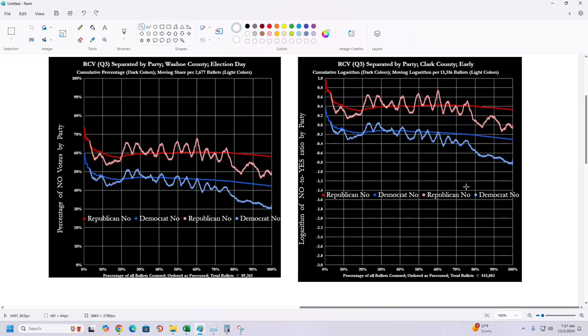It's not how many votes. It's the ratio of votes. And what makes changes in ratio linear? Logarithms. And thus, logarithms are the way in which we examine elections.